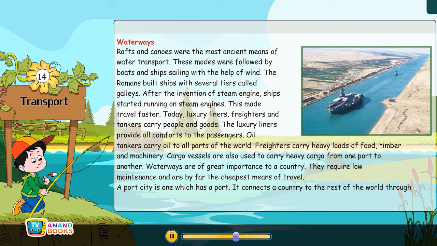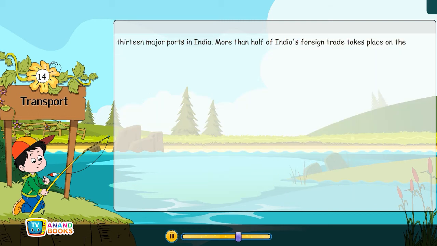A port city is one which has a port. It connects a country to the rest of the world through waterways. Import and export of goods also take place through these ports. There are 13 major ports in India. More than half of the country's foreign trade takes place on western shores at the Mumbai port.